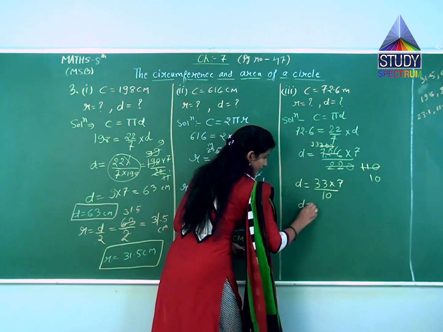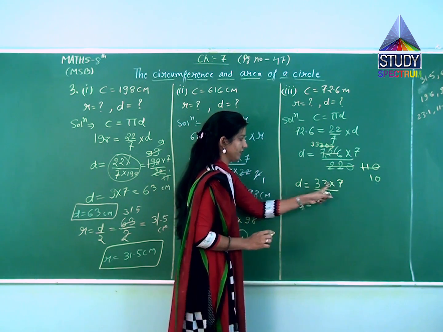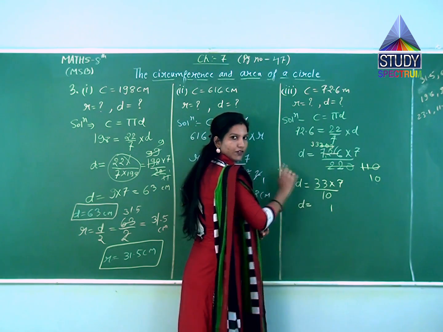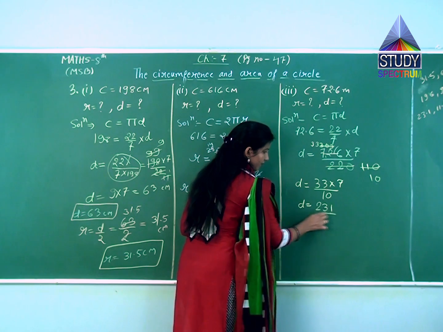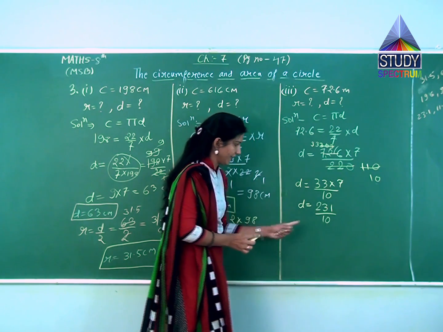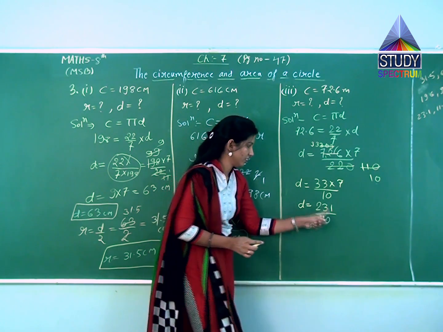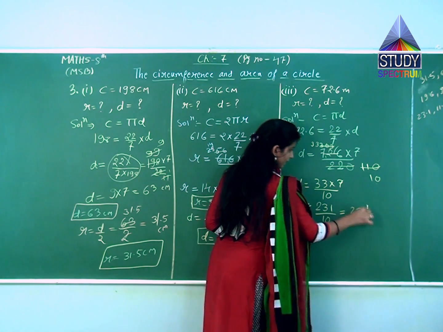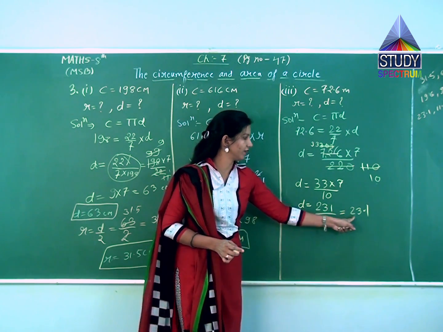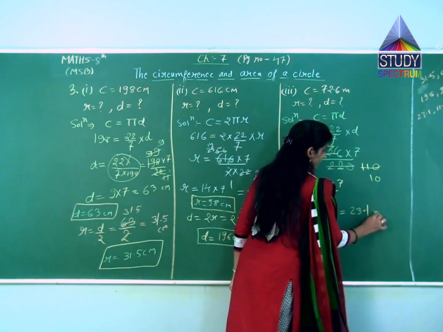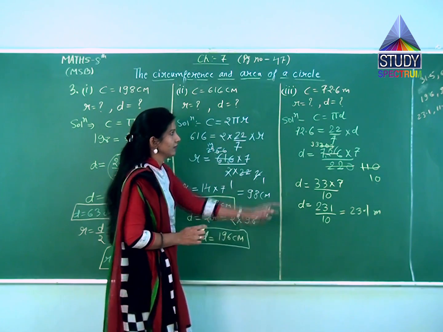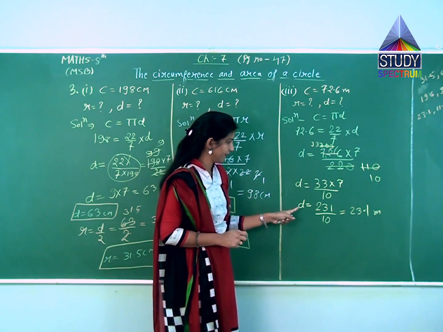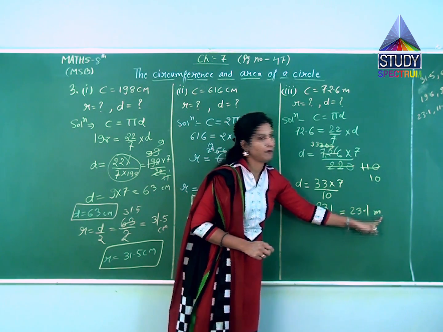So here let's multiply this. 7 3s are 21. 2 carry. 7 3s are 21. 21 plus 2, 23 upon 10. And if 10 is in the denominator, then d will be equal to 23.1 because 231 upon 10 is equal to 23.1 and the unit will be meters. Why meters? Because circumference is given in meters. So we are having our diameter as 23.1 meters.